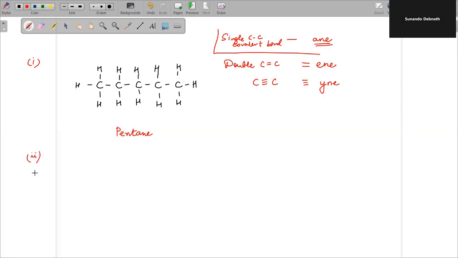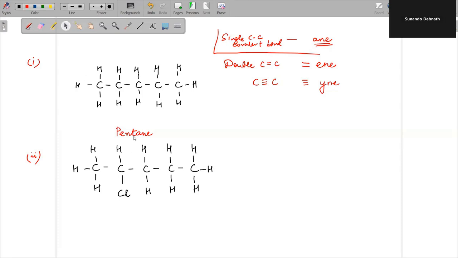But now we are adding a functional group to this compound. Again, I'm drawing the same compound with a little modification, 5 carbons in the main chain. How many? 1, 2, 3, 4, 5. But at any position, I'm keeping a functional group, chlorine, and satisfying one of the carbon's tetravalency by chlorine. Remaining tetravalencies of the carbons are satisfied by hydrogen. So this is the next one. Okay, so first one is clear, pentane.